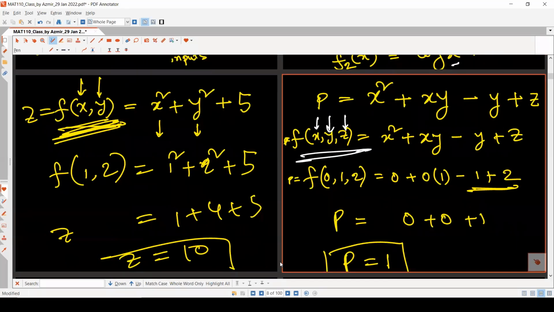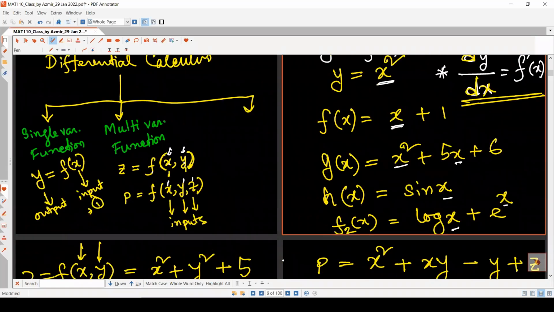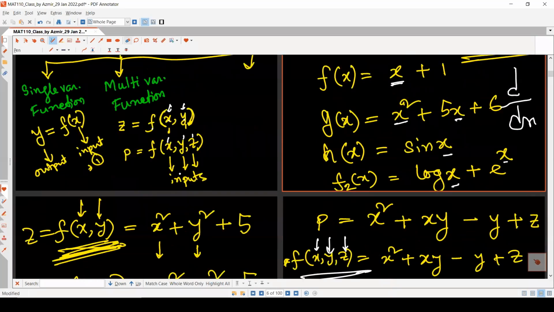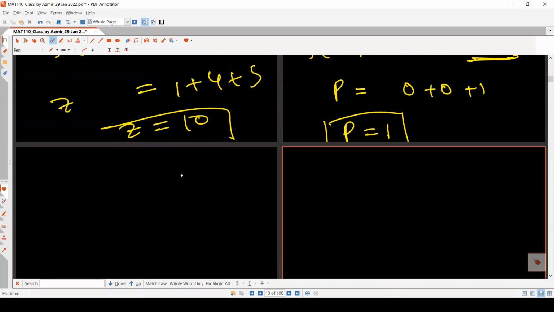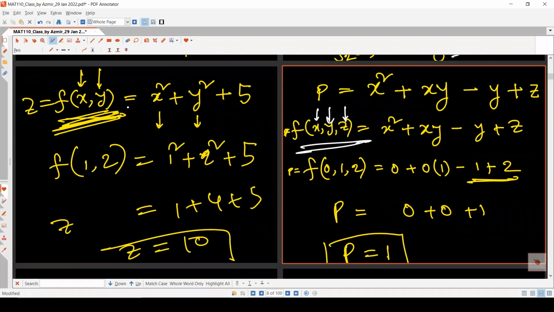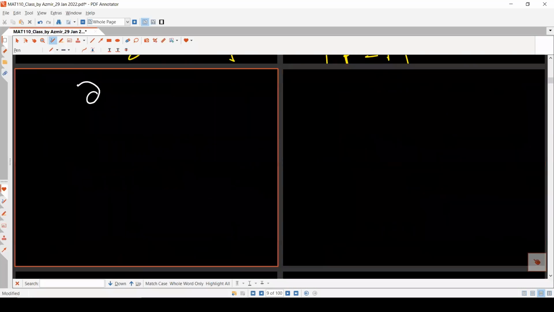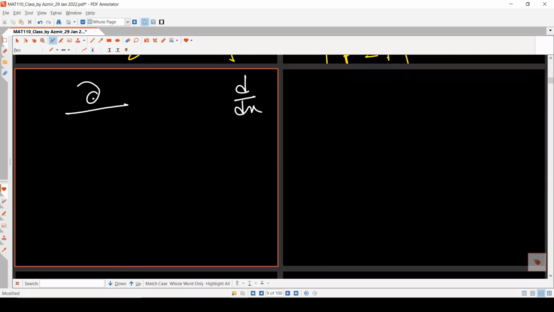So for multivariable function, the derivative or differentiation is not like d/dx. Here, since the number of inputs is more than 1, it may be 2, maybe 3, maybe 4. So here we will use a different notation. Instead of d/dx, we will use ∂/∂x. This is also d, but this is curly d, which is known as partial d.